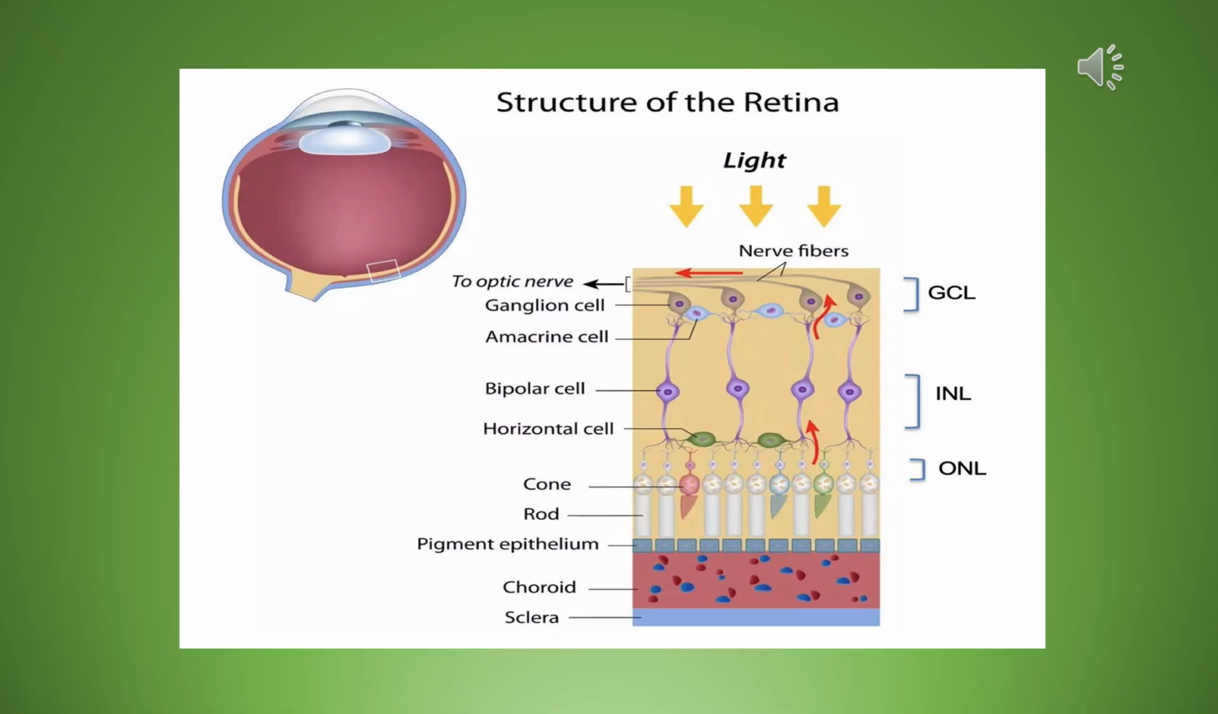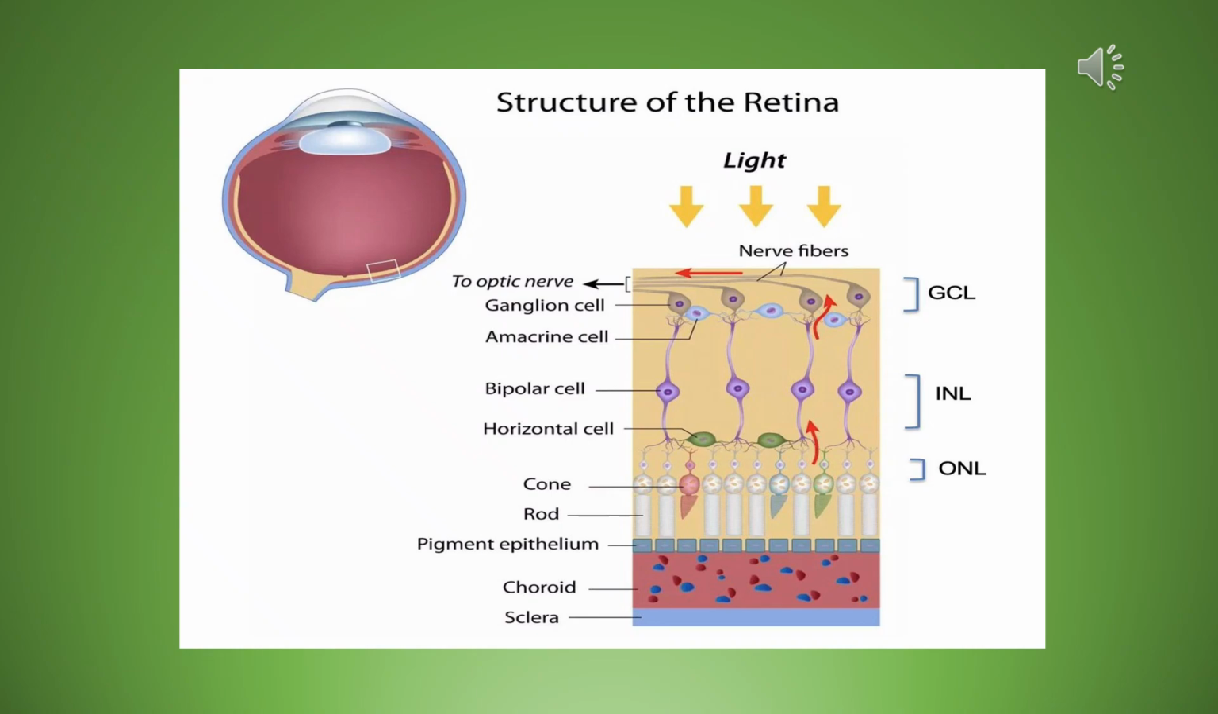ROY G. BIV: red, orange, yellow, green, blue, indigo, and violet. Those are the colors of the visible spectrum, the wavelengths that our retina is able to fire an action potential in response to. Those wavelengths will prompt the rods or cones to fire an action potential.